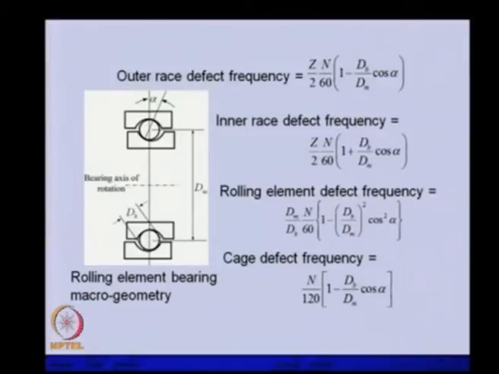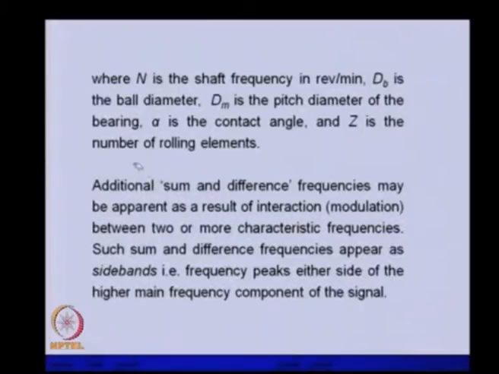So, based on geometry, we can calculate the outer raceway defect frequency like this, where Z is the number of rolling elements, N is the speed of the shaft, and these are already defined. Similarly, the inner race defect frequency can be given by this, as well as the rolling element defect frequency and cage defect frequency. So, these frequencies we can look for in the vibration signal if we are monitoring a bearing. Additionally, sum and difference frequencies may be apparent as a result of interaction or modulation between two or more characteristic frequencies.